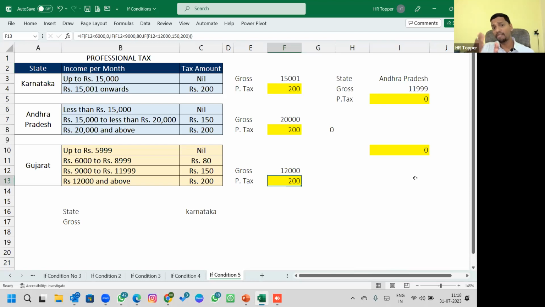Second, if you have more than two conditions, then you have to use if condition, if condition. But the last condition will be assumed as the last one, so there you don't have to put the if condition again. Got that idea? I hope.